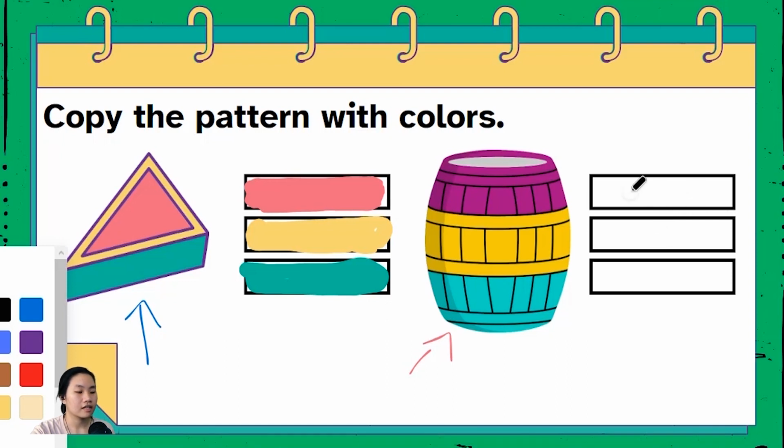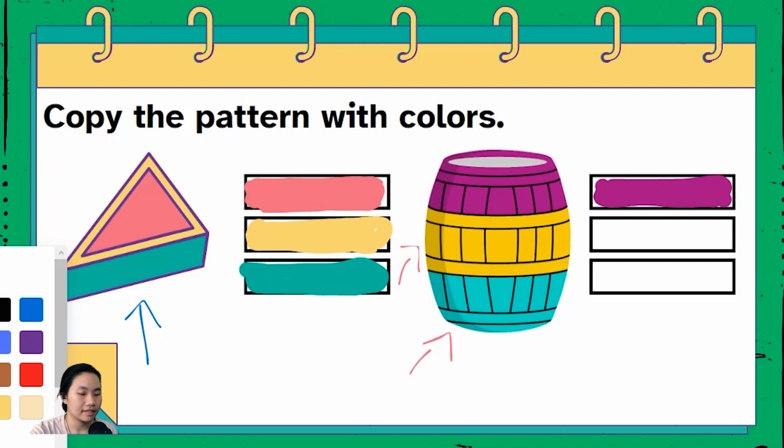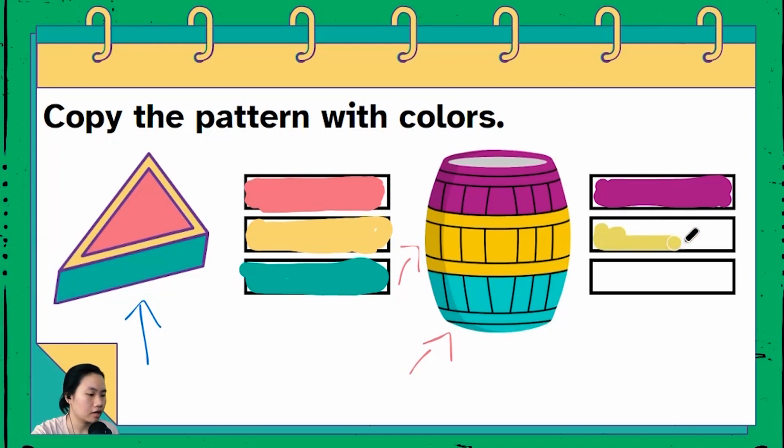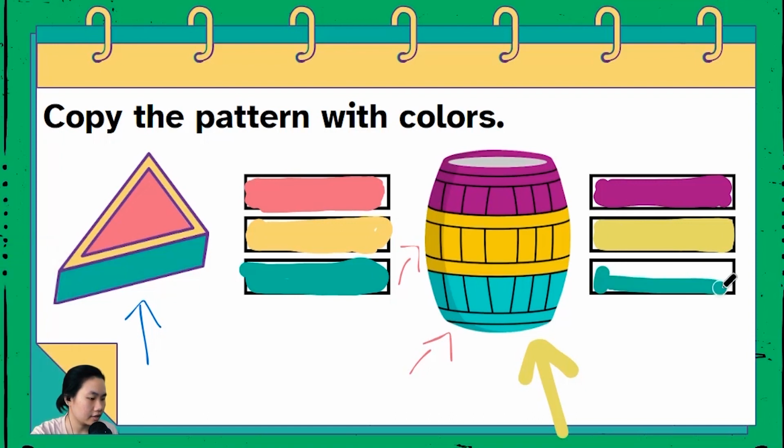It is purple. Okay, purple. What's this big second color over here? It is yellow. Yellow. All right. Last color. What is the last color right over here? It is green. Green. So they both have very similar color patterns, you know.